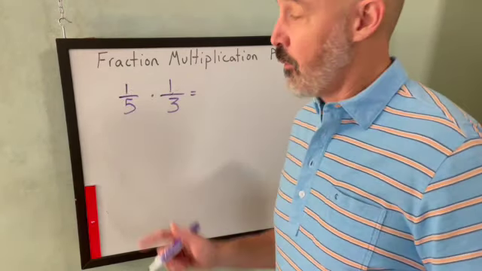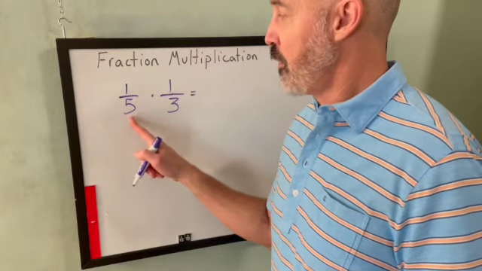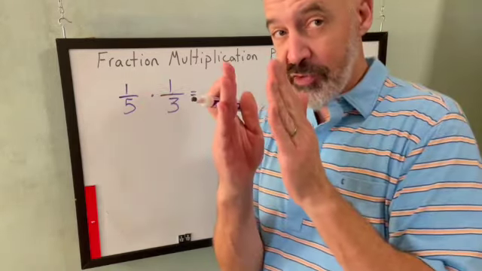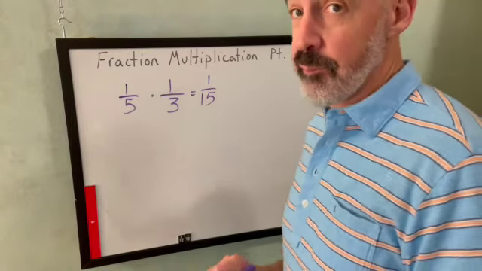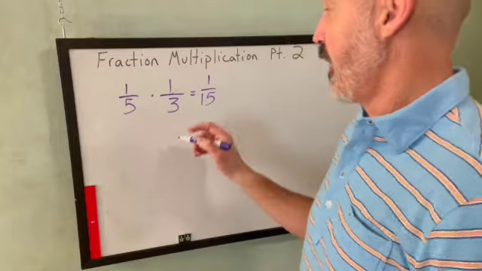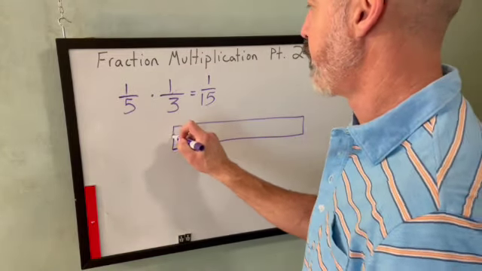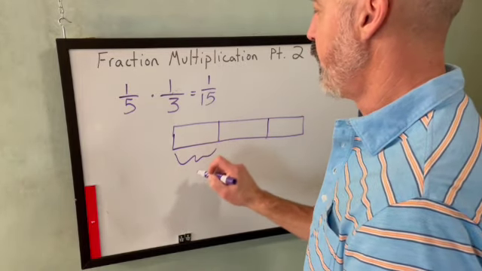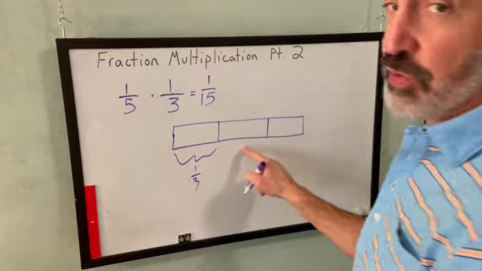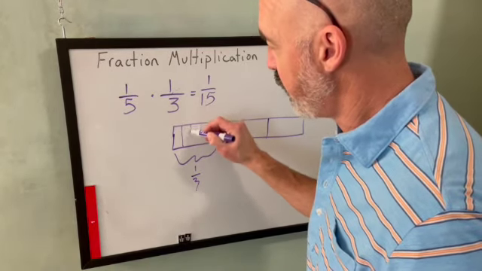So last problem, this is a small amount, 1/5 times 1/3. So 1/5 of 1/3 becomes a very small amount. And in fact, it is 1/15. But here's sort of why it makes sense. 1/5 of 1/3. So if I draw one whole unit and I break it up into thirds, this is 1/3. So there are 2/3 and then 3/3. 1/5 of that, then I have to break this up into 5 pieces.